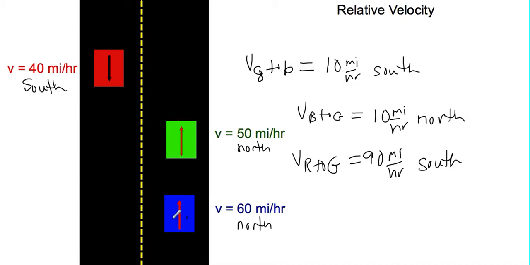And you can see down here, the velocity of the red to the blue is going to equal 100 miles per hour to the south. Now we notice that even though the cars all had similar velocities, and in fact the red one had the least velocity of all these cars, when you talk about opposite directions we get greater relative velocities. Right here, 90 miles per hour. That's why head-on crashes are the most dangerous.